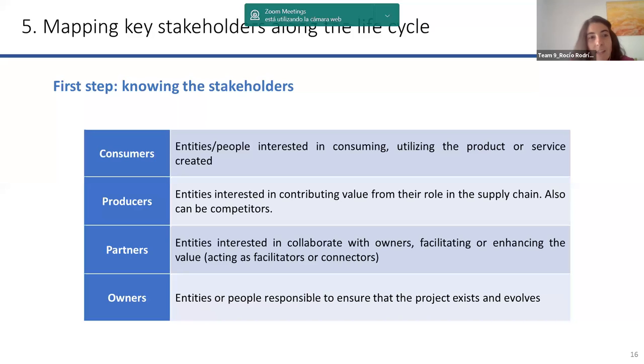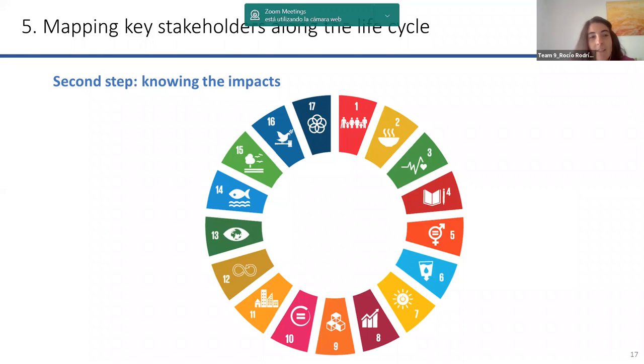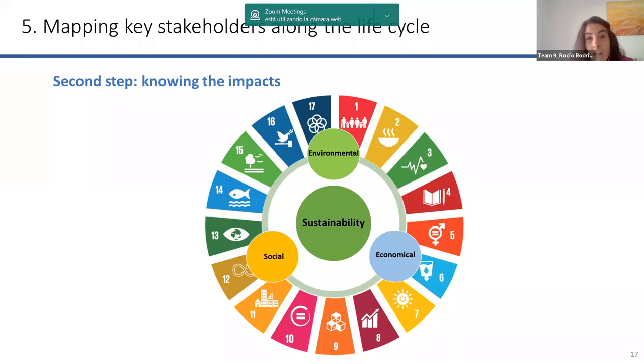Next slide, please, Andres. The second step after this identification of the stakeholders will be to know the impacts of the product. Since the 2030 Agenda was signed by 193 countries with the support of the United Nations in 2015, the 17 Sustainable Development Goals were defined, the idea of sustainability. And this global idea of sustainability was supported by three main components: the environmental sphere, the economic, and the social. These three main components are very necessary to take into account when you are identifying impacts of your products.